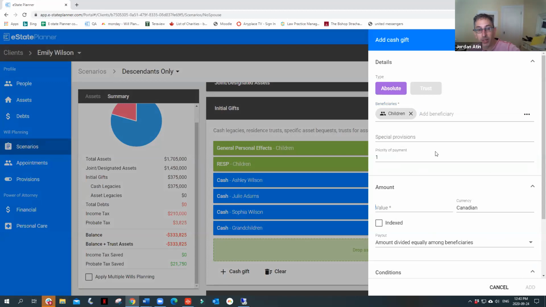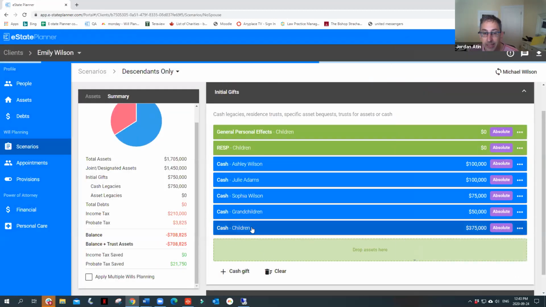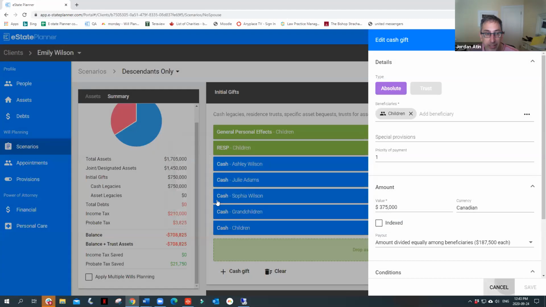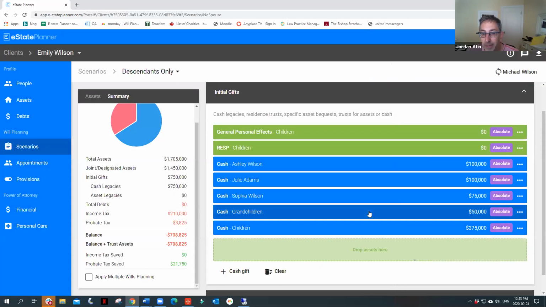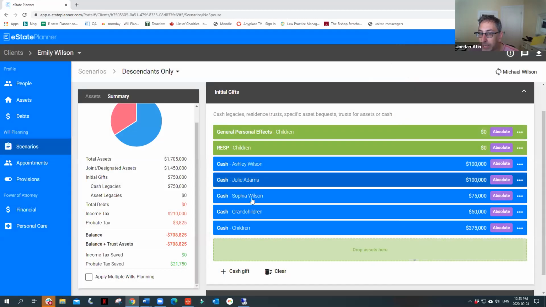So in this case, if you wanted to make sure that they got at least the same as the other legatees, you might say, okay, give the first $375,000, divided between the kids. And that's going to be a priority one gift. That would be a priority one gift. And then I would make the other gifts a lower priority so that the children would get their money first.